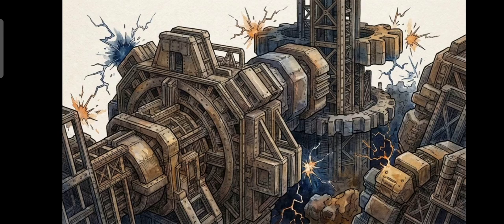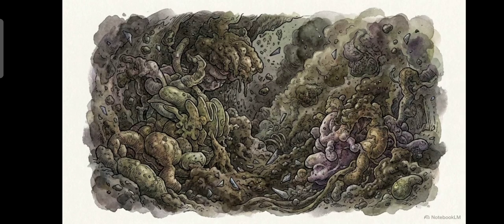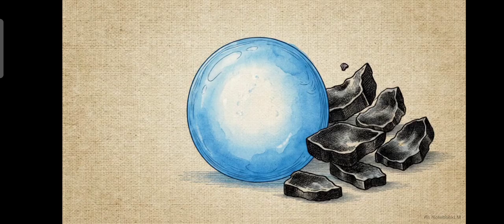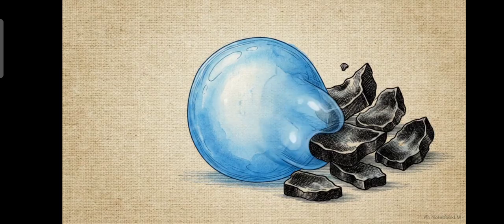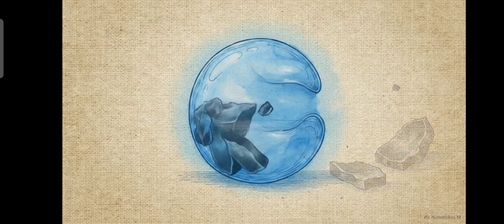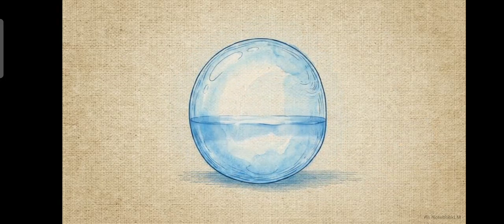Executing those instructions requires heavy industrial work. The fluid interior of the cell, the cytoplasm, is packed with specialized machinery that constantly generates dangerous metabolic waste. To prevent internal toxicity, cells deploy lysosomes. These are single membrane sacs filled with potent enzymes that act as a microscopic cleanup crew, engulfing and breaking down damaged proteins and unwanted fats.